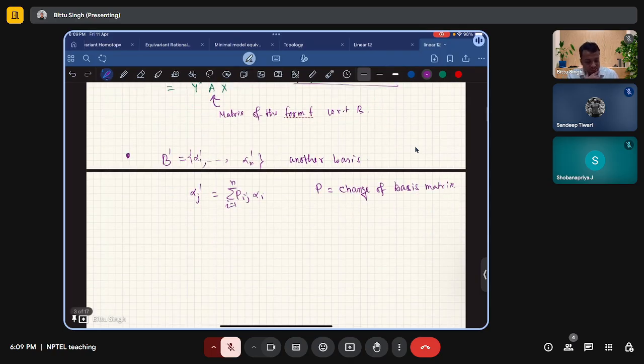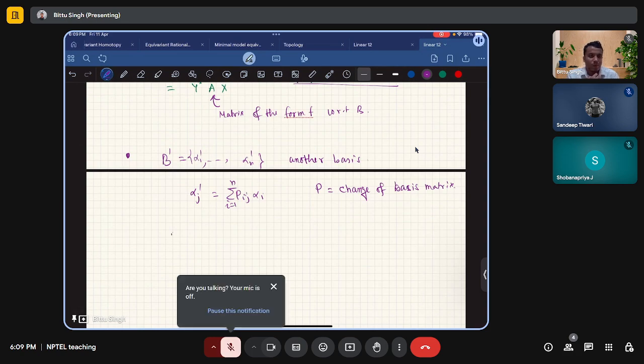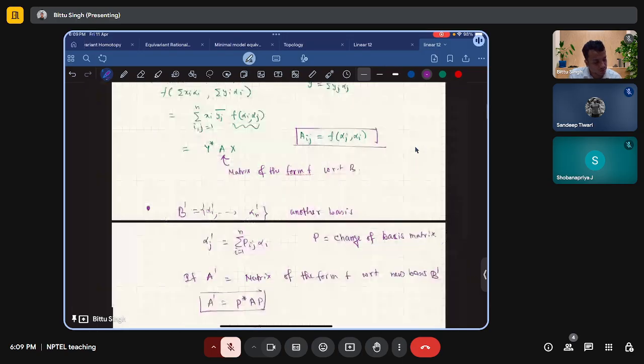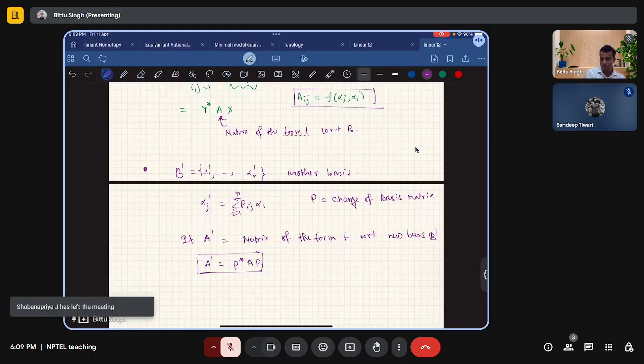Then we can easily see the new matrix. If A dash is the matrix of the same given form, that is of the form f, with respect to the new basis B dash, then this A dash can be written as P star A P. So those are some important formulas which need to be remembered.